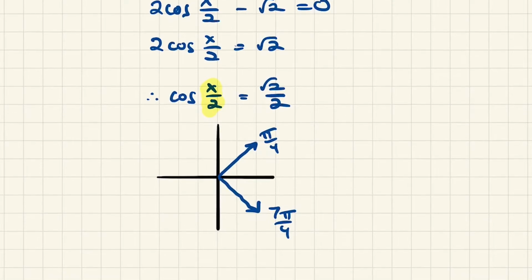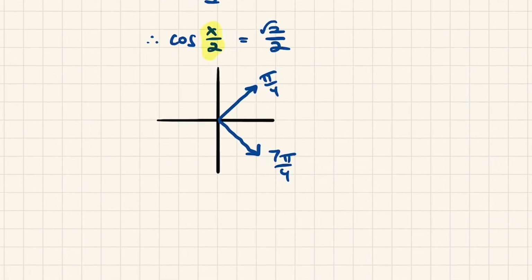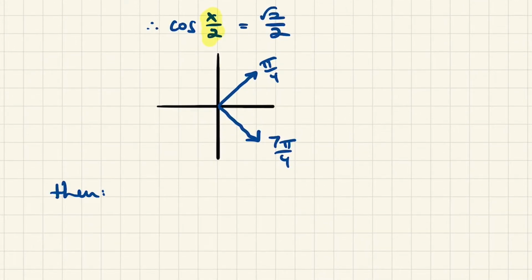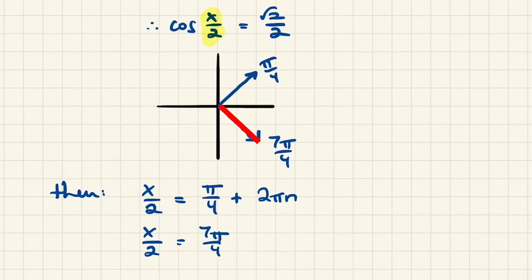Okay, so let's keep solving. What do we know? Well, we get to say that the angle, which in this case is x over 2, is equal to pi over 4 plus everything coterminal to that, and 7 pi over 4 plus everything coterminal to that. Notice we needed two different statements here because those are not evenly spaced around the unit circle. Okay, and let's stipulate that n is an integer.